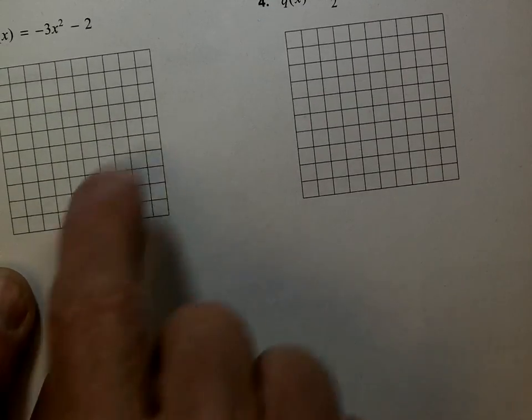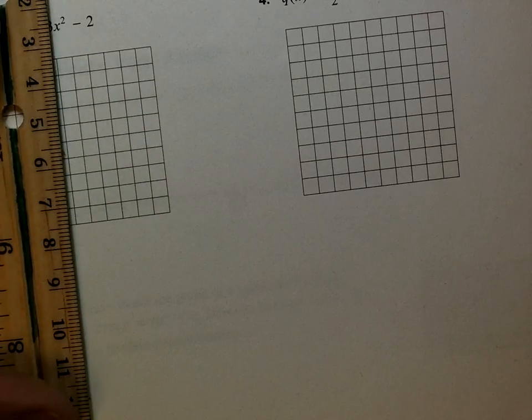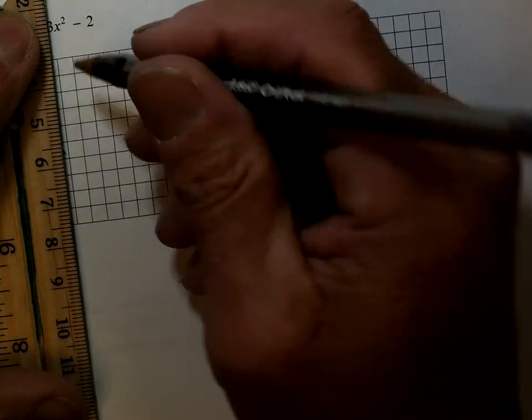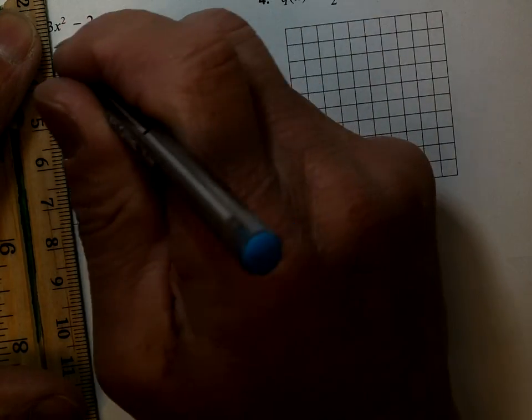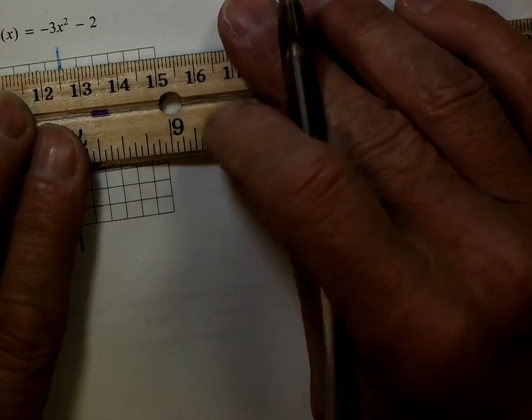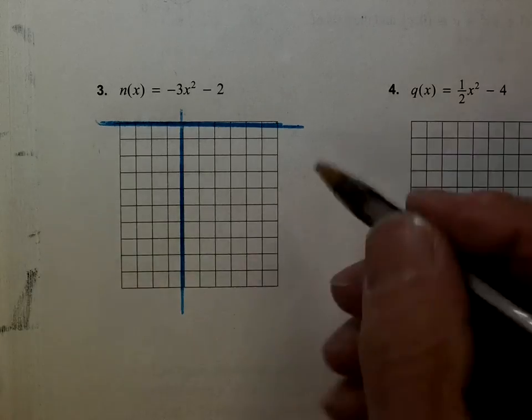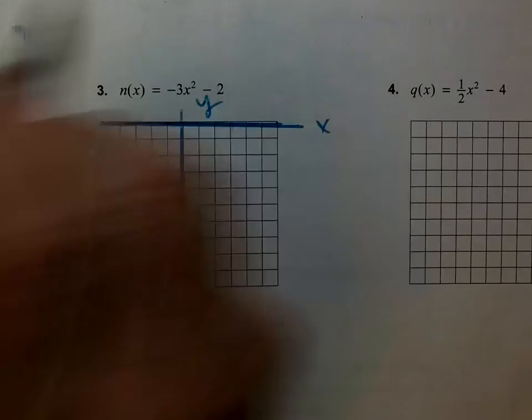Okay, now let's shift down to number 3 because number 3 is a little bit harder. So in number 3, just a hint on putting the graph in. Go ahead and put your x-axis way up here, okay? Put your x-axis way up here. X-axis, y-axis, okay?